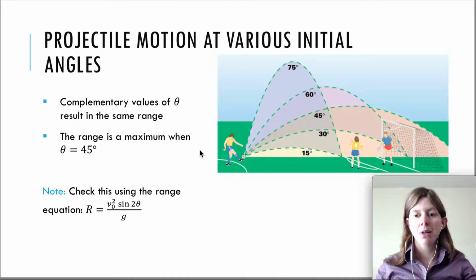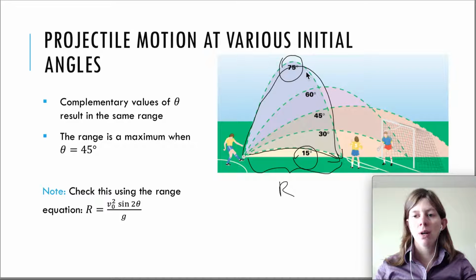So there are a couple of special things about one of these equations, the range equation. Remember, that's how far the projectile gets. The first special thing is that complementary values of theta result in the same range. Complementary means that the angles add up to 90. So you can see here 75 and 15 add up to 90, and both of those get to the exact same landing point. They travel the same range R. Likewise for 60 and 30, you can see that those two end up here. So that's a special thing.